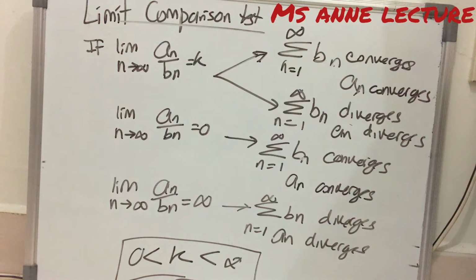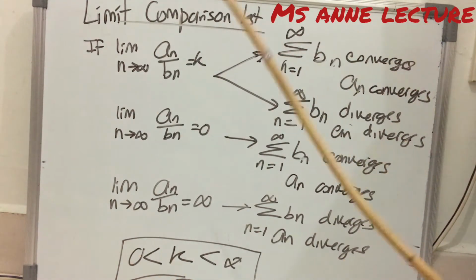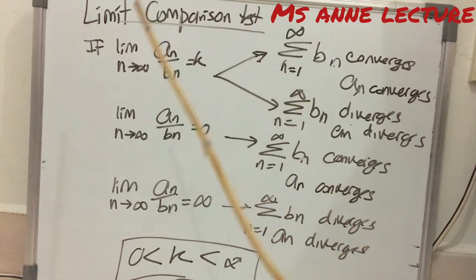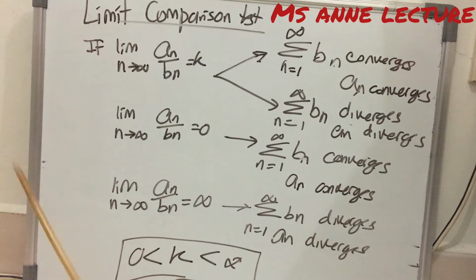We go to the next convergent test, limit comparison test. So the limit comparison test uses the limit as n approaches infinity of an divided by bn, where you get the value of k.